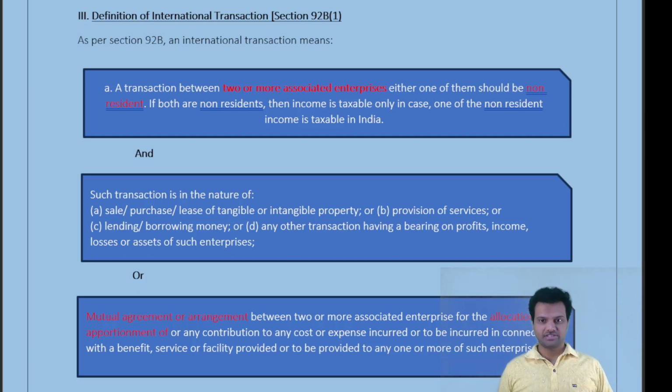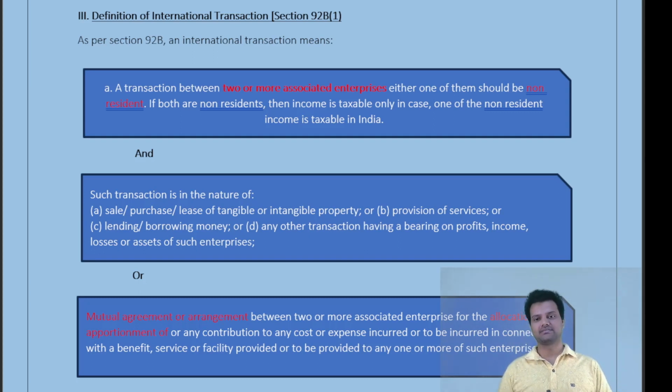Now we will see the first definition, that is the definition of international transaction. This is provided in section 92B. So what is an international transaction? A transaction between two associated enterprises. If I take this example, there are two associated enterprises, one in India and one outside India. If there is a transaction between these two, then that is called an international transaction.